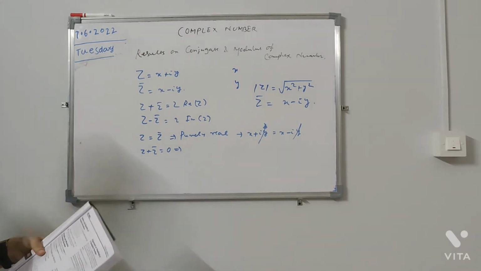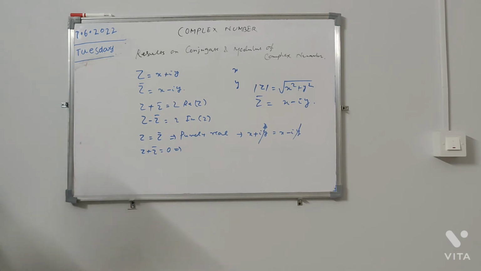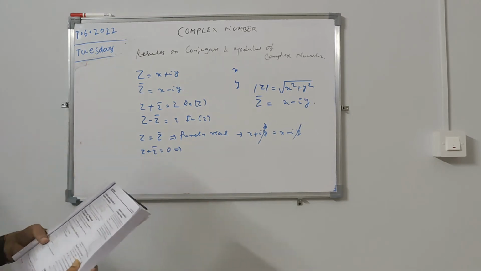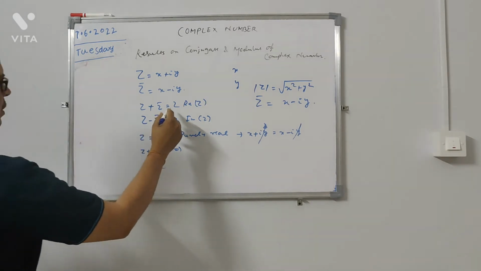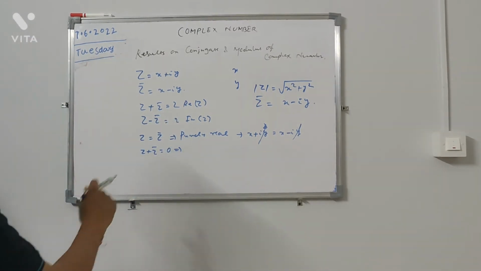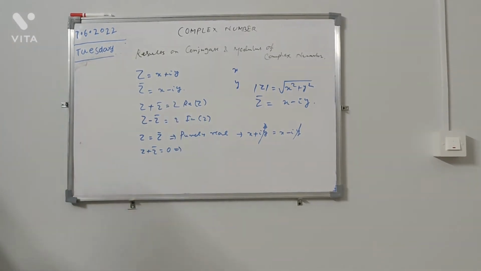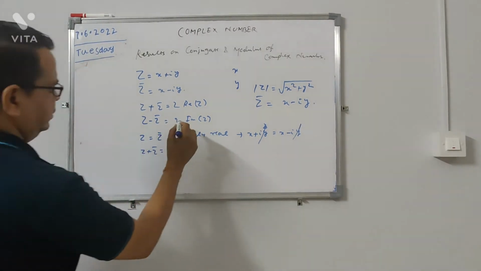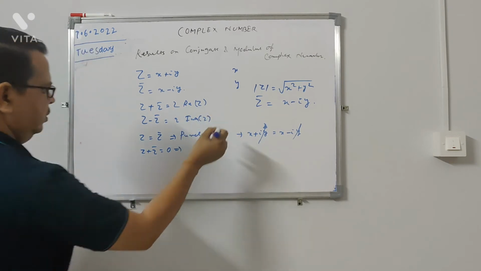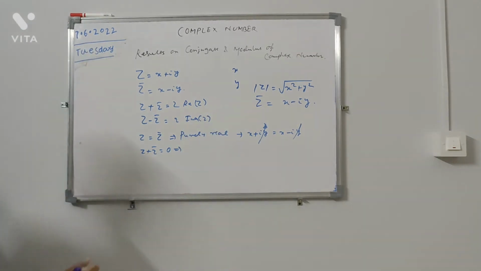So z is equal to x plus iy, z bar is equal to x minus iy. So z plus z bar is equal to 2 times the real component of z. z minus z bar is equal to 2 times the imaginary component of z.